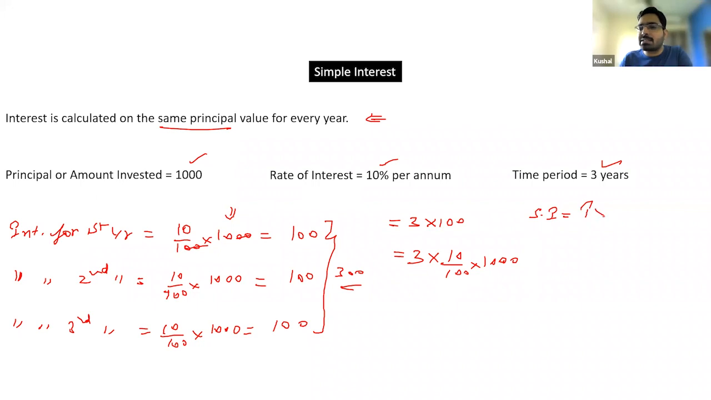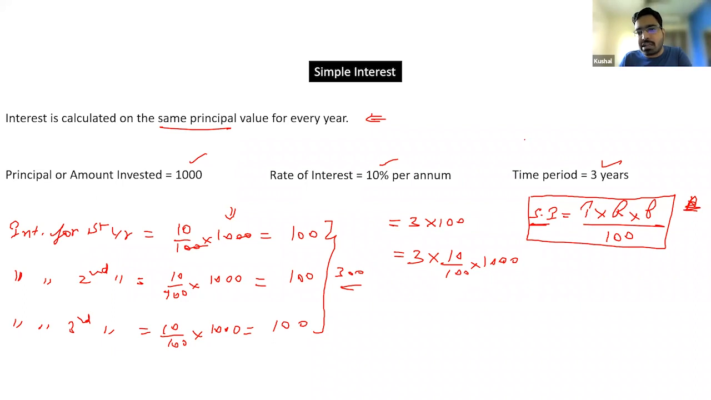10 represents the rate of interest, which is R. But now I wish to bring this to your notice, that this formula gives me the interest part of the equation. Which equation am I talking about? I'm talking about the same old equation, which is amount equals principal plus interest. So this formula of simple interest will give me the interest part.